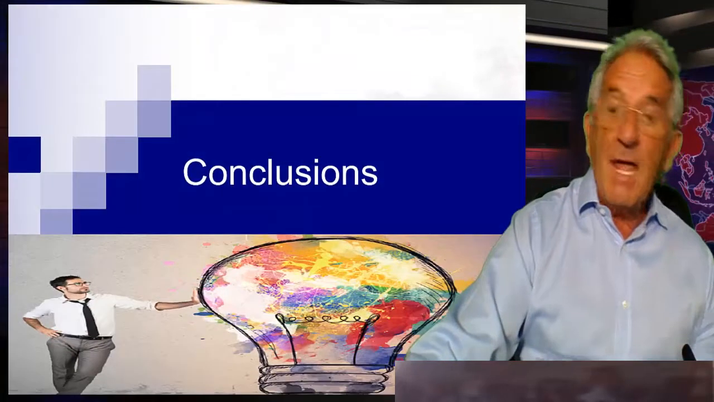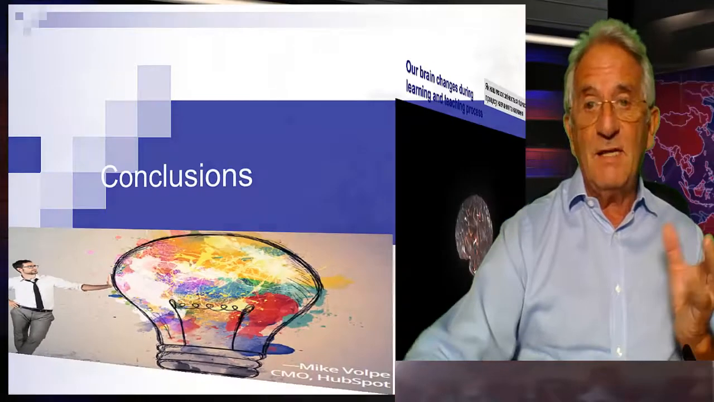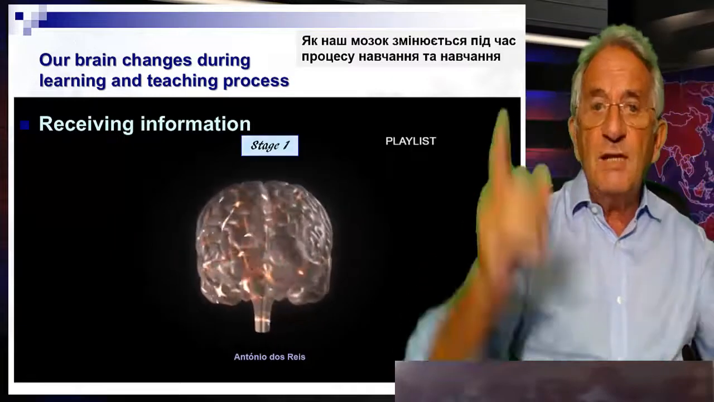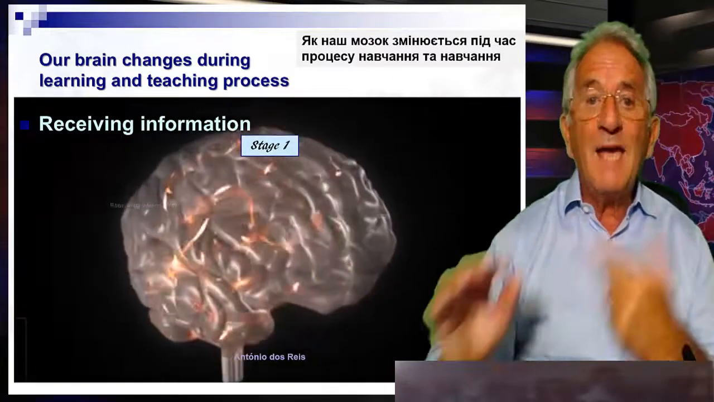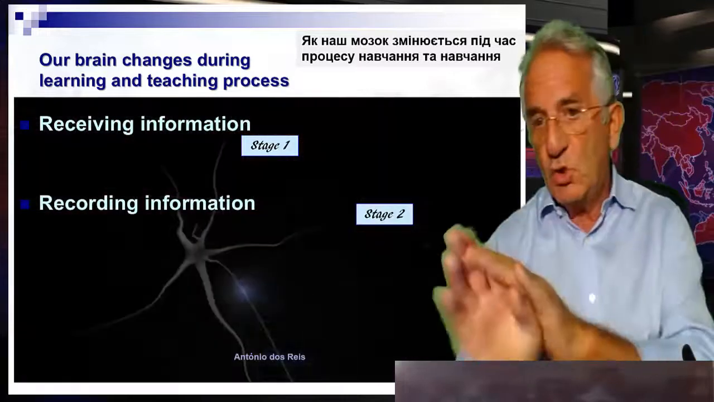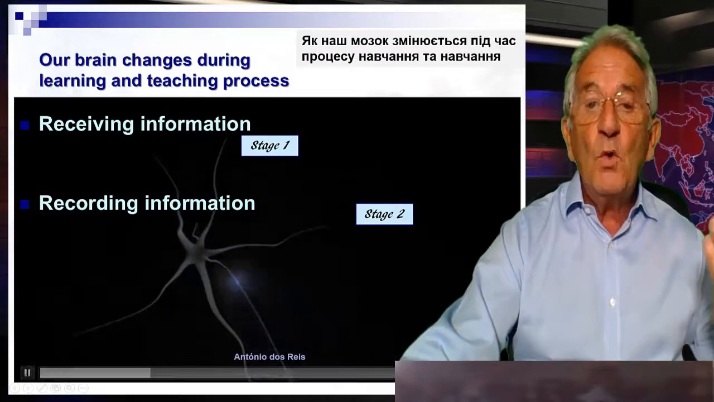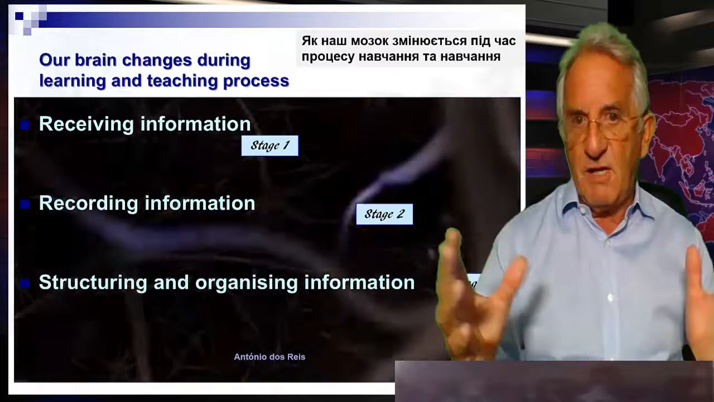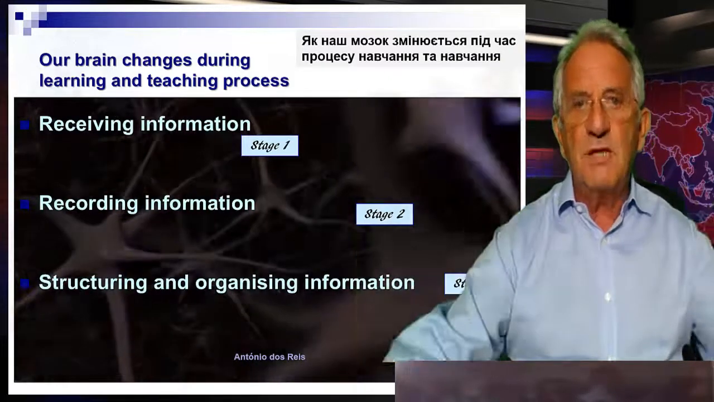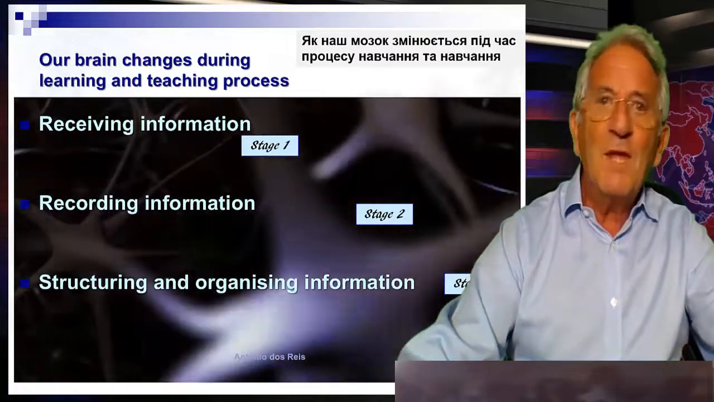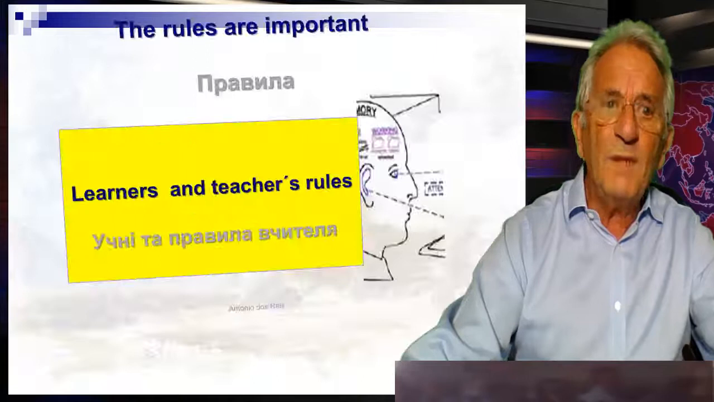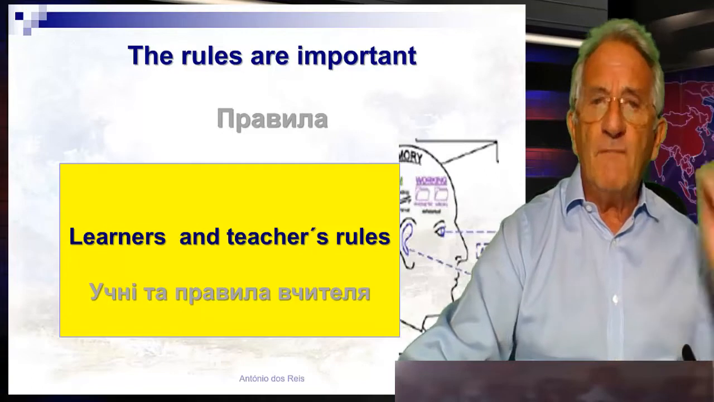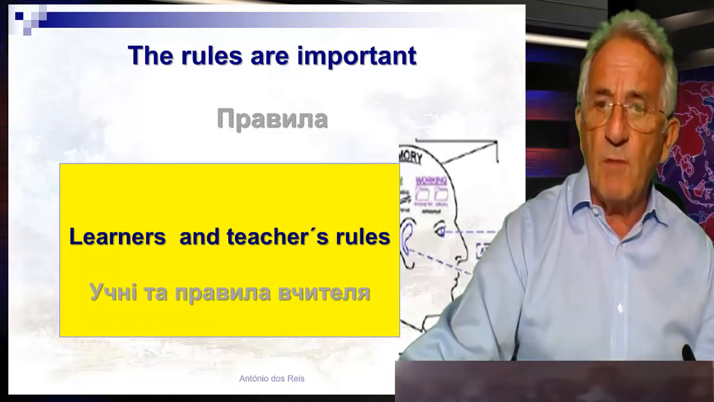And about conclusions, we can say that, as we have seen, we are receiving information in the stage 1. We are as well recording information in stage 2, as we have seen, and we are reflecting and structuring and organizing information in the stage 3. These are the 3 important aspects and stages on learning process. But more. What else? Learners and teachers' rules are important to make a very good, interesting job on the learning process.